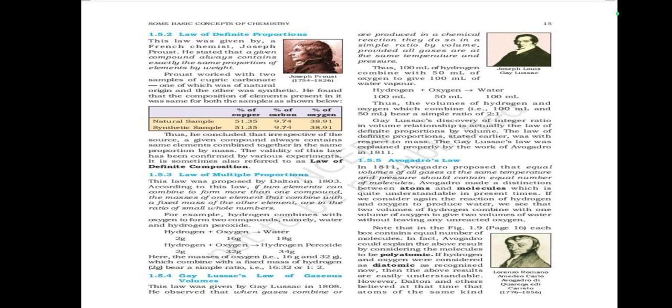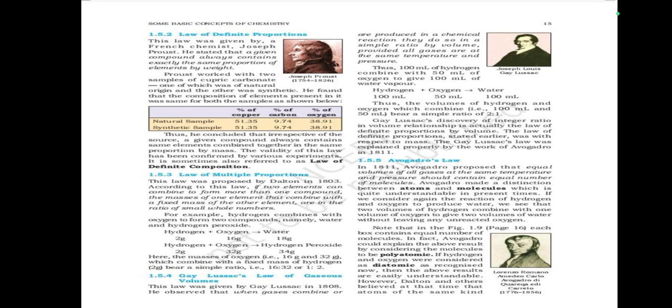The validity of this law has been confirmed by various experiments, so it is sometimes also referred to as the law of definite composition. Law of multiple proportions. This law was proposed by Dalton in 1803. According to this law, if two elements can combine to form more than one compound, the masses of one element that combine with a fixed mass of the other element are in the ratio of small whole numbers. For example, hydrogen combines with oxygen to form two compounds, namely water and hydrogen peroxide.